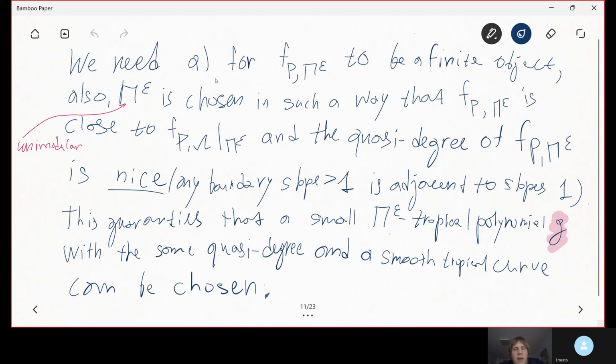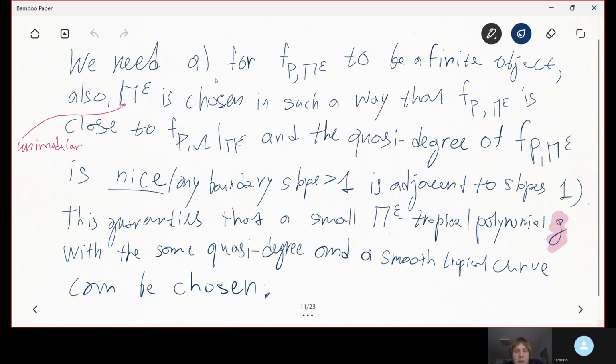As I told, we need this approximation for the limiting tropical series to be actually a polynomial. And we choose this pi epsilon so that this tropical polynomial is close to the original tropical series, and that the quasi-degree, I'm not supposing that you remember, but this is something like the degree of these tropical polynomials in a very precise technical setting. So this quasi-degree is something like the slope near the boundary. If it's minimal slope, it's 1. If it's twice the minimal slope, then it's 2, and so on.